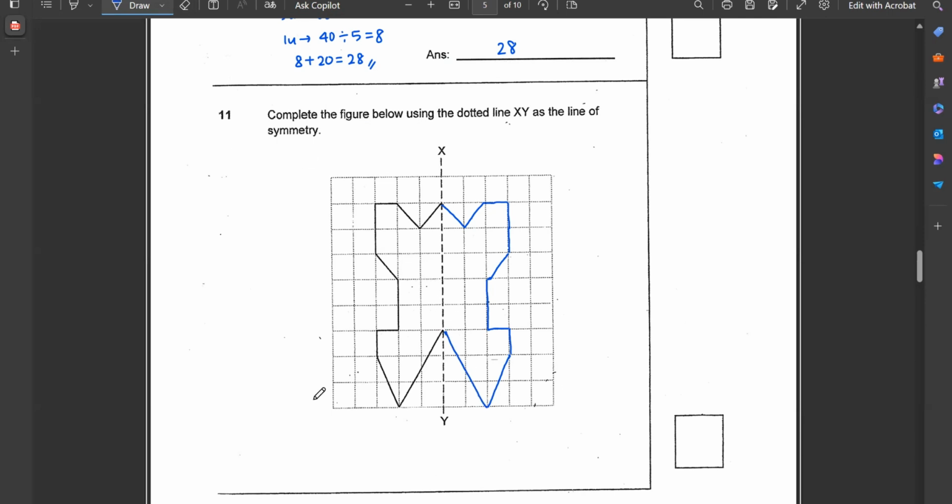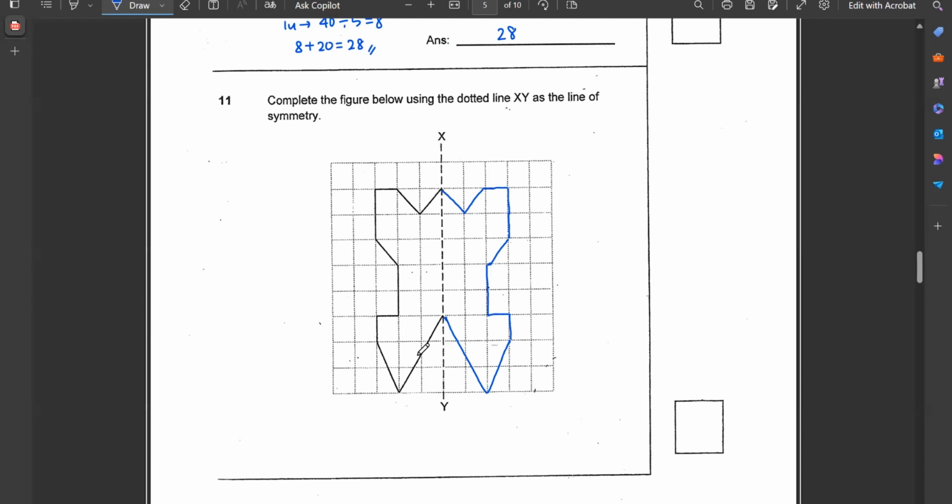All right, so just hold your paper from far. After you're done, hold your paper from a distance away and see whether it looks okay or not. If it looks symmetrical, it means you are doing it right already. So yeah, this will be your line of symmetry here.